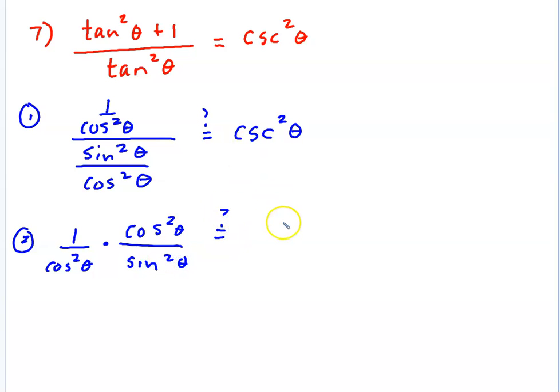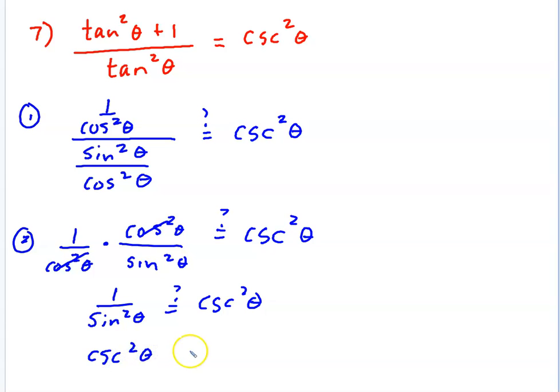My goal is to see if this equals cosecant squared. All right, so you can see how the cosines are going to cancel. So 1 over sine squared, does that equal cosecant squared? And yes, sine and cosecant are reciprocals. So you can finish this off by just showing that 1 over sine squared is cosecant squared. And that's your answer for number 7.